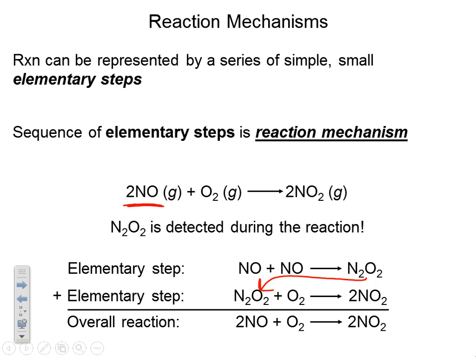So this together is what we call the reaction mechanism. It's the series of elementary steps that try to explain the overall balanced equation. And if you'll notice, when we add these two steps together, just like adding any sort of reaction together, reactants stay reactants, products stay products, but because the N2O2 is the same on both sides, it would cancel out and not be a part of the overall balanced equation.